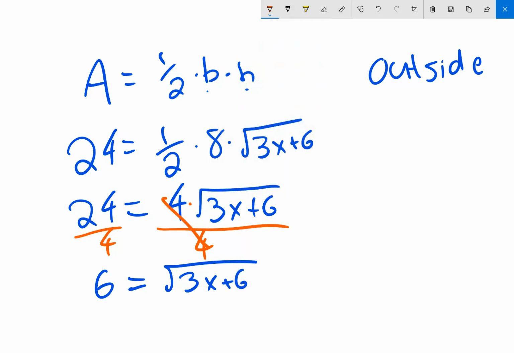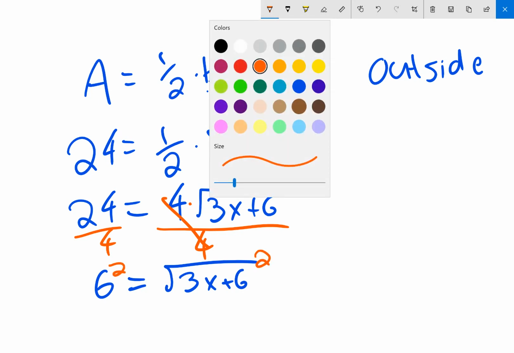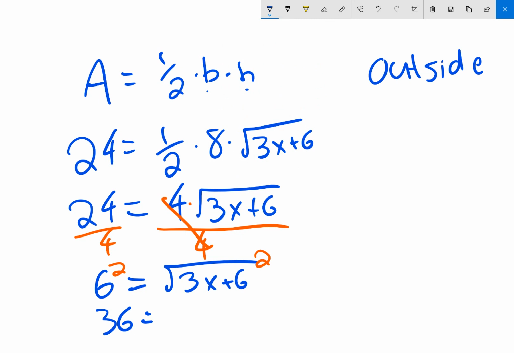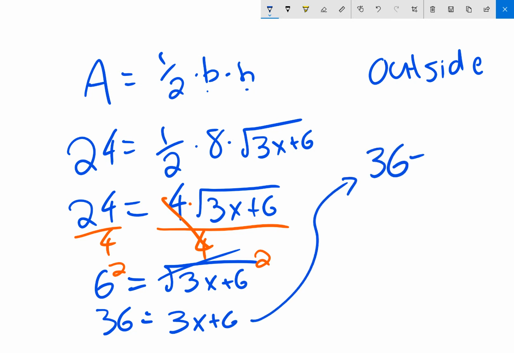Now, since there's nothing outside the radical anymore, I'm going to get rid of the radical. So that squares both sides, and that gives me 36 equal to, the radical is going to go away, so it'll just be 3x plus 6. Let me move this over here. 36 equals 3x plus 6.